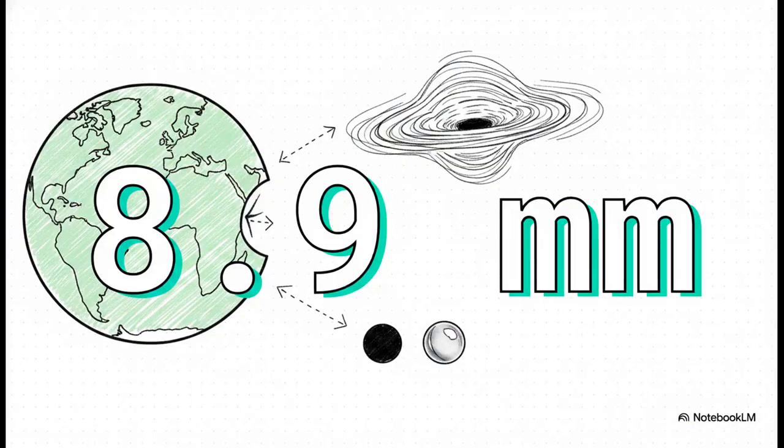To really wrap our heads around this, let's scale things down for a second and look at just how extreme this compression has to be. If you wanted to turn our entire planet Earth into a Schwarzschild black hole, you would have to crush all of its mass, every ocean, every mountain, every continent, down into a tiny sphere with a radius of just 8.9 millimeters. That is roughly the size of a standard glass marble.